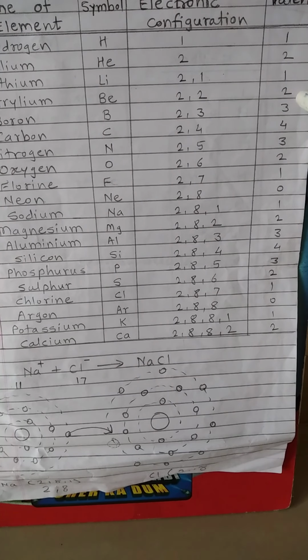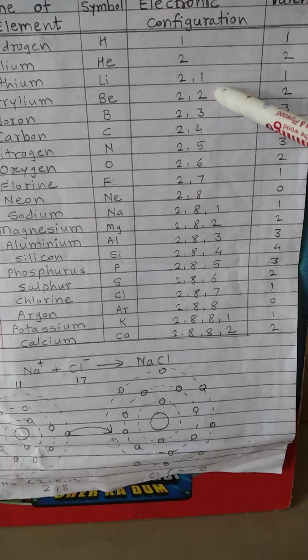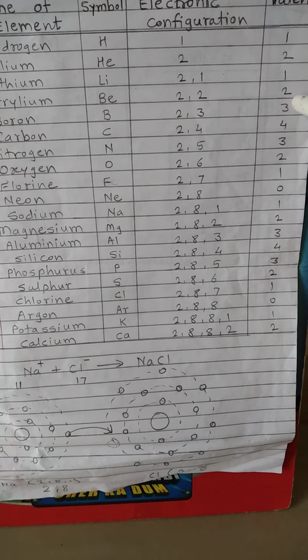So what is meant by valency? Does everyone know? The valency of an element is determined by the number of electrons present in the outermost shell of its atom, that is the valence electrons. Means the last shell electrons, those are the valence electrons, means valency.